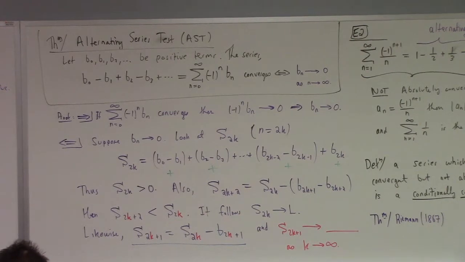So what do we know? We know that B sub 2K plus 1 goes to 0. And we know that the even subsequence, we've already argued by the bounded monotonic sequence theorem, is converging to something. We've called that something L. So what does this prove? If the B sub 2K plus 1 goes to 0, and the S sub 2K goes to L, it follows that the odd partial sum also goes to L, right?